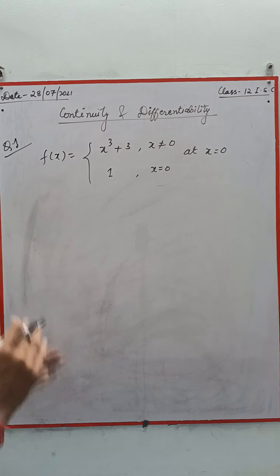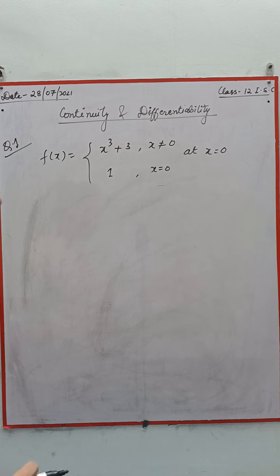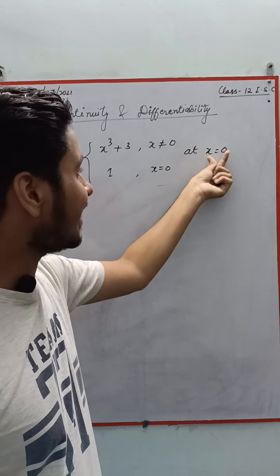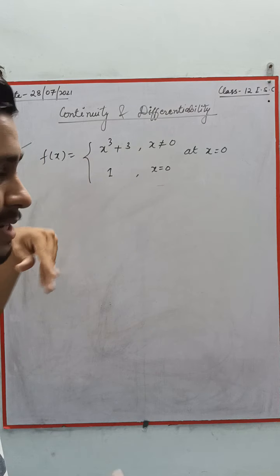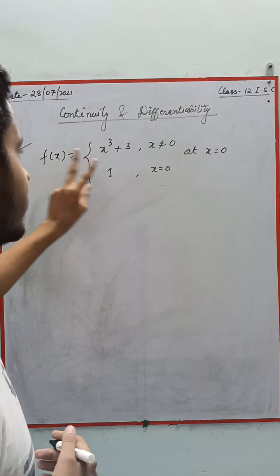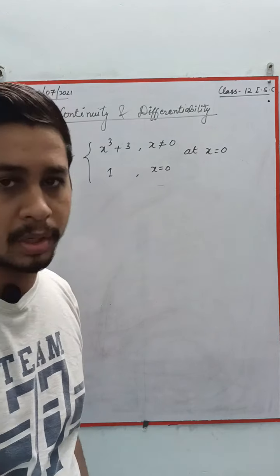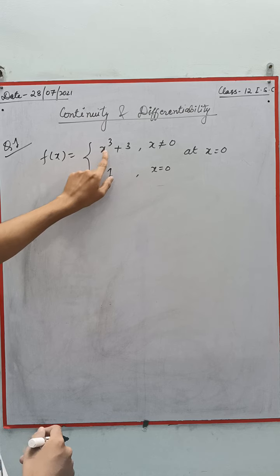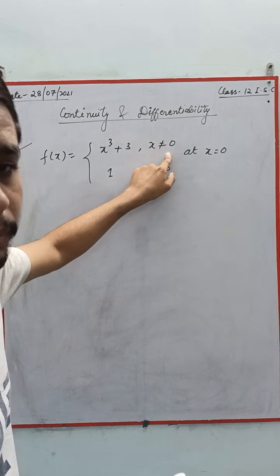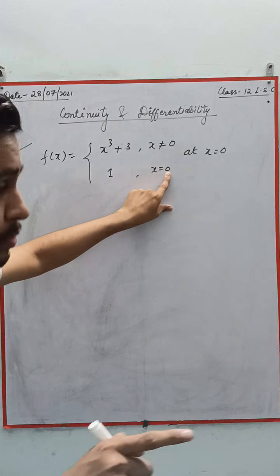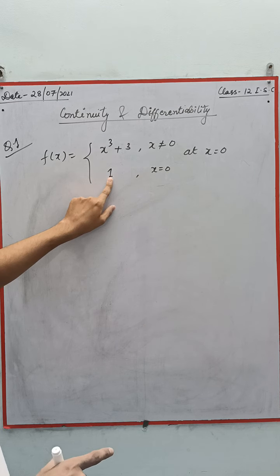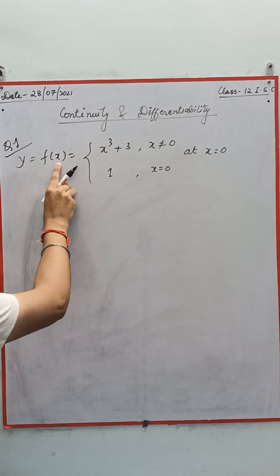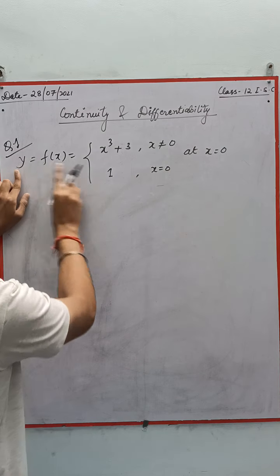Now the question is, we have to examine whether this function is continuous or not at x equal to 0. You are given f(x) equal to x cube plus 3 when x is not equal to 0, and when x is equal to 0, your function value is 1. We always consider y equal to f(x), so at x equal to 0, we are getting y equal to 1.